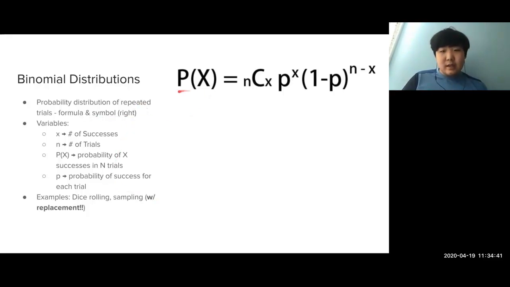And basically, this is the formula for the binomial distribution. What this means is that the probability that the outcome will happen x times is n combination x, p^x (1 minus p) to the power of n minus x, where n is the total number of trials, P(x) is the probability of x successes in n trials, p is the probability of success for each trial, and x is the number of successes we want. By the way, this is the symbol of the binomial distribution.